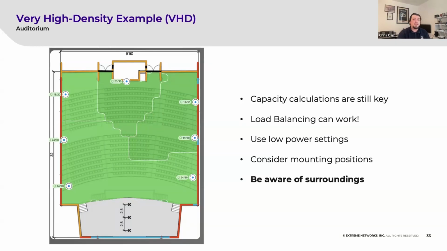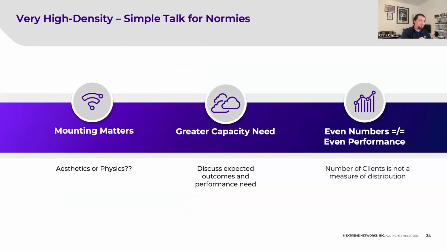But one thing to be very careful of depends on where your auditorium is. If you're doing load balancing within here and you're using omnis, then it's a good chance that if you're close to other areas as well, you can run into issues where clients are trying to go past the auditorium and they're not able to then have a successful roam, or they're connecting and getting pushed onto other APs. So we have to be very careful with very high density and with utilizing features like load balancing with that.